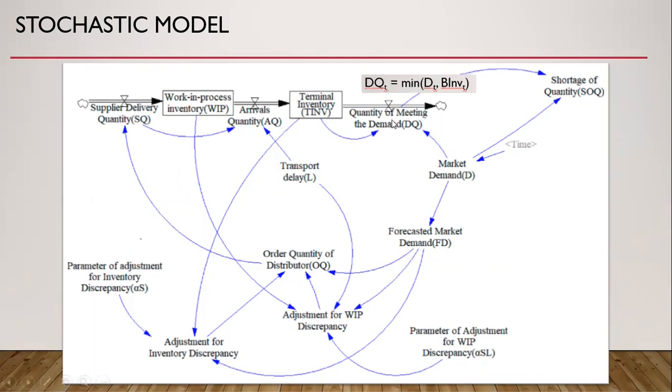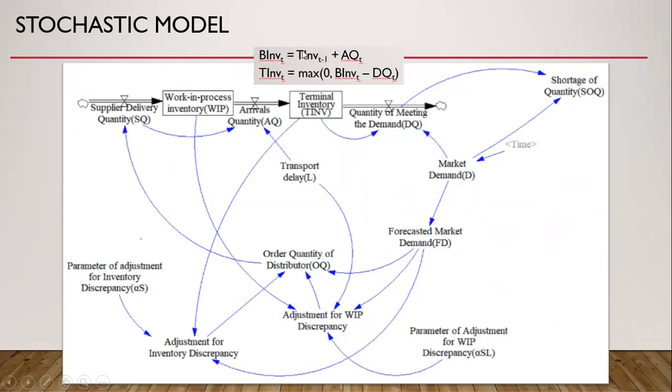So this is the delivered quantity, that is, the quantity delivered to meet the market demand D. So it is the minimum of either the market demand or the initial inventory. So this is the minimum of these things. If the initial inventory is less than market demand, there is shortage.